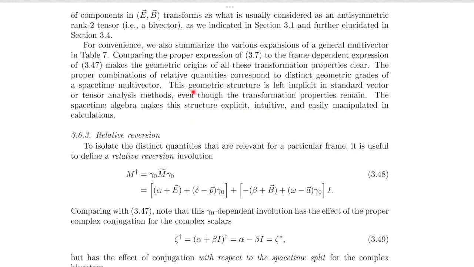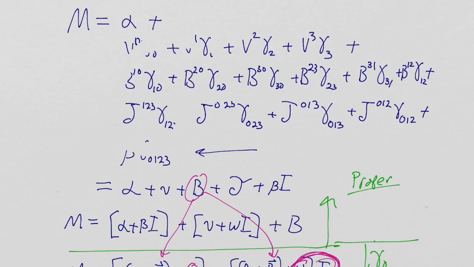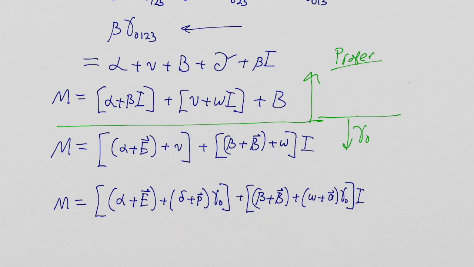And the geometric structure is left implicit in standard vector tensor analysis methods, even though the transformation properties remain. So the space-time algebra makes this structure explicit, intuitive, and easily manipulated in calculations. So what I think they're getting at there is that if you look at this, right, if you're working just in our classic elementary physics, if you're staring at elementary physics, you're looking at scalar objects, you're looking at things like alpha, you're looking at electric fields, you're looking at just magnetic fields, right? Just the magnetic field. This I is not part of it. It's just a magnetic field.